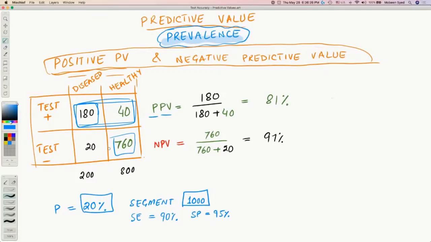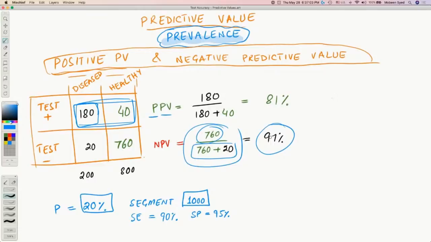When the test comes back negative, how much trust can we put in it that it is telling us a true negative. So let's look at that percentage here. We take all that are identified as negative and are actually negative, divided by all that are declared negative, whether they were healthy or not. And in this case, the negative predictive value is 97%.